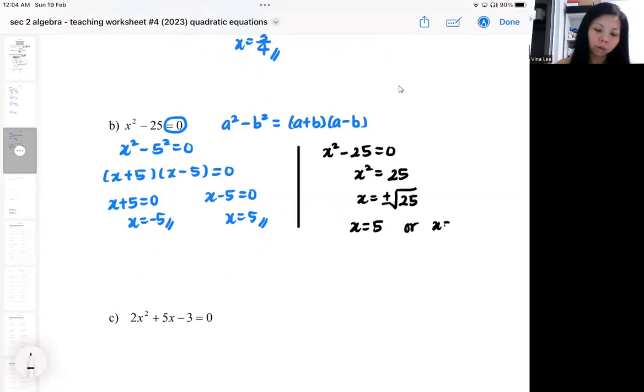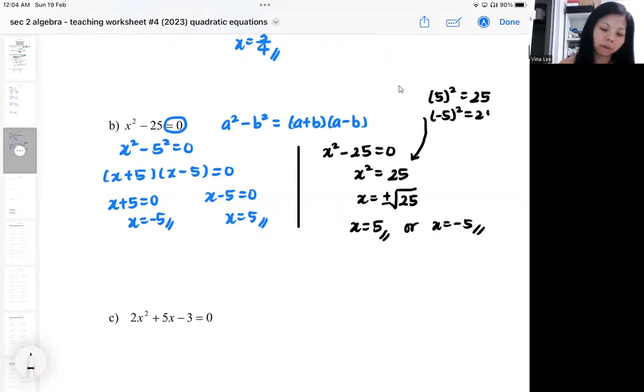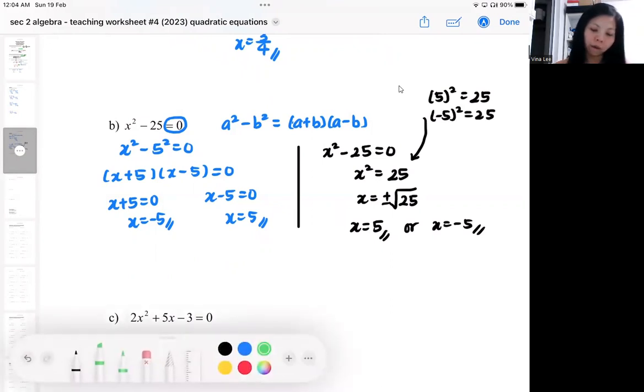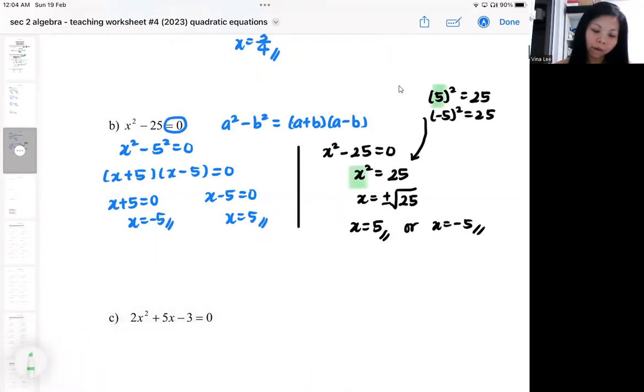Okay, why are there two possible answers for taking square root? Because you observe this, 5 squared can give you a 25. Minus 5 squared also gives you a 25. So the possible answer for x will be 5 or minus 5. So if you are using the non-factorization method, you must remember taking square root will have two answers.